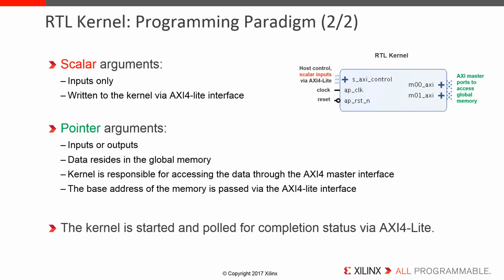The pointer arguments are used for both inputs and outputs. The data is passed between the host application and the kernel by reading and writing to the global memory. The kernel is able to access the data in the global memory through the AXI4 master interface using the base address of the memory that was provided via the AXI-Lite interface. The AXI-Lite interface is also used to control the kernel execution, including starting the kernel and checking the status of the kernel execution.